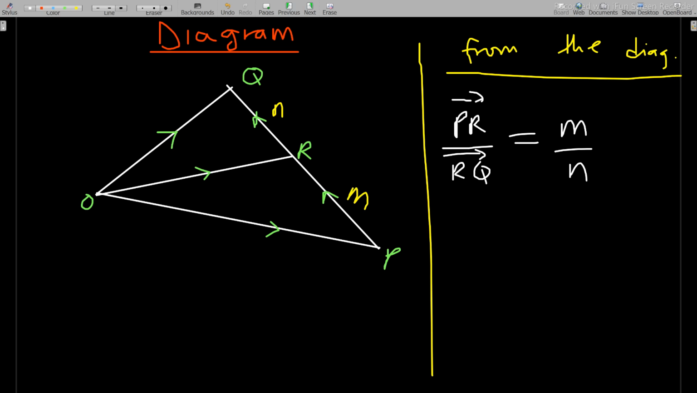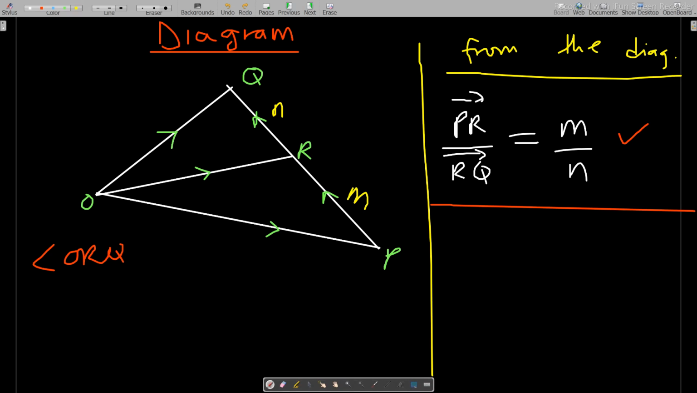Now with this, let's go ahead and find PR and RQ from our triangles. We have a whole lot of triangles here. So let's keep this somewhere, and then from triangle ORQ, O is here, R is here and Q is here. So I can draw that triangle. I hope you can see. So let's try to figure that triangle out and see how it looks like.